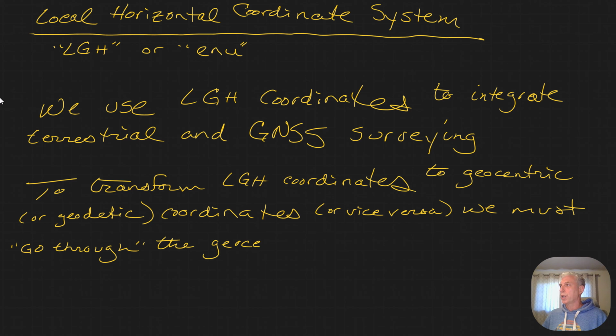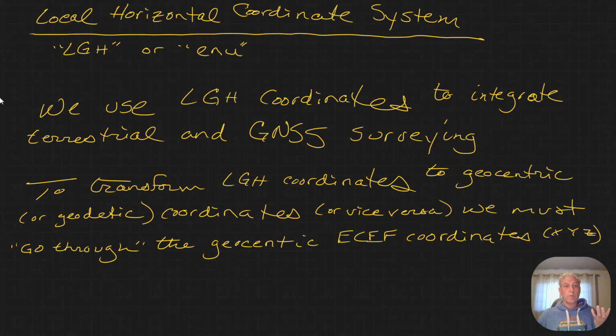The geocentric, and just to differentiate from what I just said, the geocentric, Earth-centered, Earth-fixed coordinates, which are the x, y, z. So to go from northing, easting, and up, we have to transform into x, y, z, and then to latitude, longitude, and height. And the same thing to go back. We have to go through those Earth-centered, Earth-fixed coordinates. Otherwise, we can't get there.